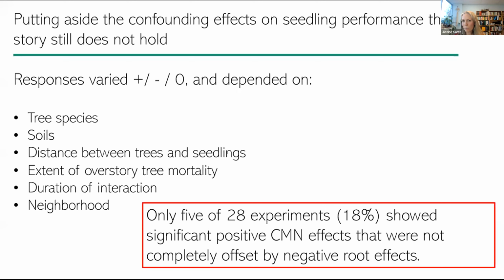So again, by far the majority of experiments showed seedlings had no response whether they had access to mycorrhizal networks or not. The one thing that we did find, though, was the importance of root competition. Seedlings tend to do a lot worse when there is access to neighboring roots. That came out kind of loud and strong.